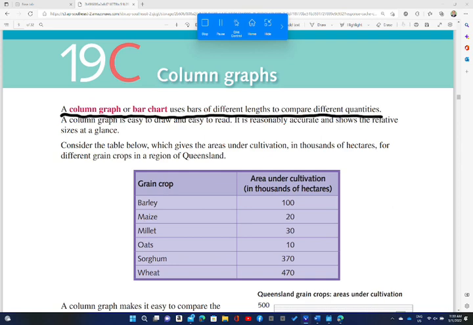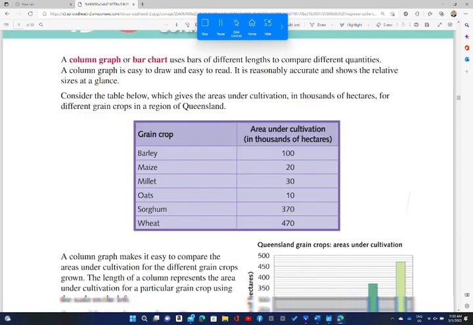We have a table of values. If you just looked at this table with just numbers on it, could you quickly tell me which one has the most acres under cultivation? Yeah, you could see that wheat does. But you still had to go through all of those numbers. What if there were pages and pages and pages of these? It would be a little more difficult to find the largest one. So what we're going to do is look at this same information given to us as a bar chart, and you can see how easy it is to read the information.